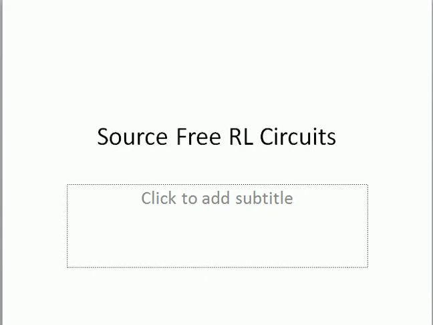Students, today the topic of discussion is the source-free RL circuits. In the last lecture, we saw the behavior of RC circuits when they are source-free, and we discussed in detail what the behavior of the circuit will be when there is no independent source present. We also solved an example with a switch, seeing the behavior of that RC circuit when the switch is closed and when it is open.